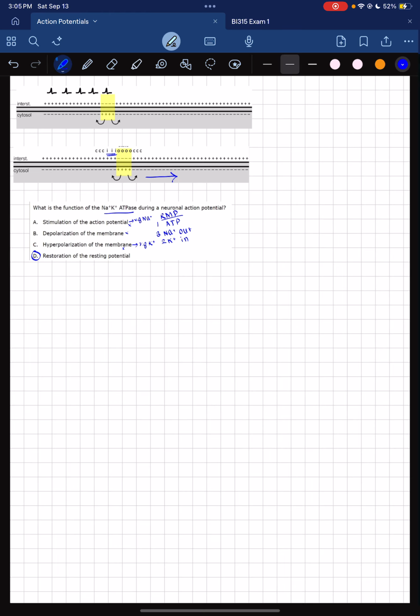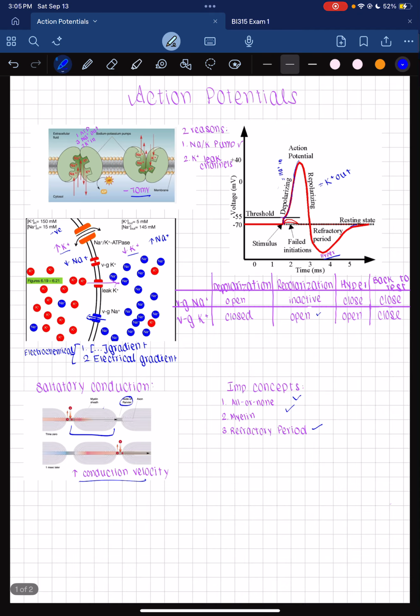Now, this pretty much covers action potentials. And if you want to learn a similar concept related to this, which is also essential for the MCAT, it's synapses. Now, if you keep all of these points straight, you'll be ready for almost any MCAT question on action potentials. Thank you.